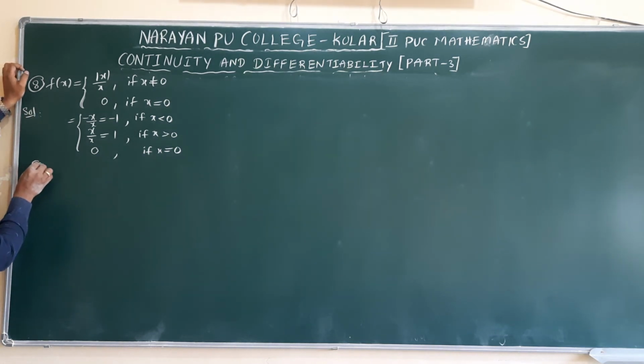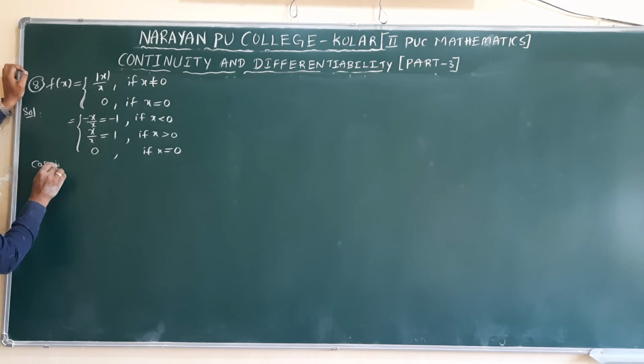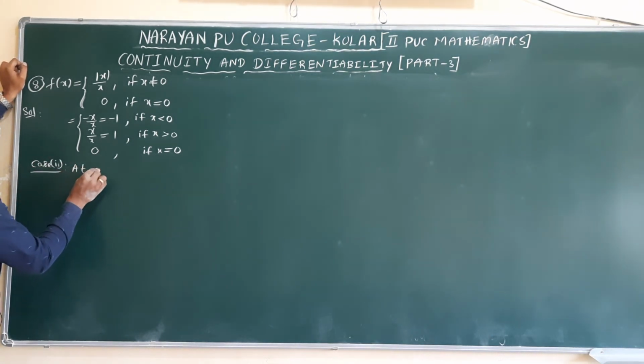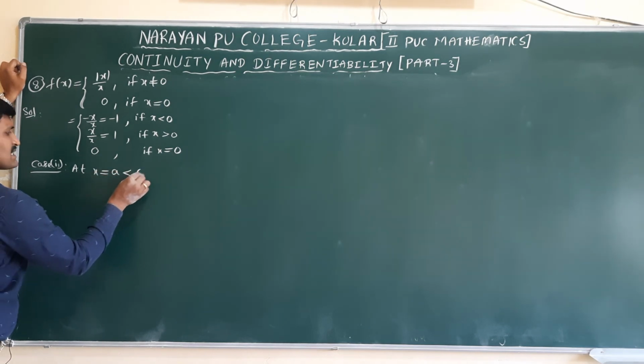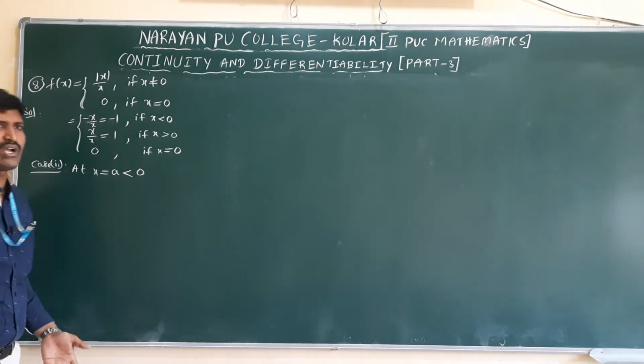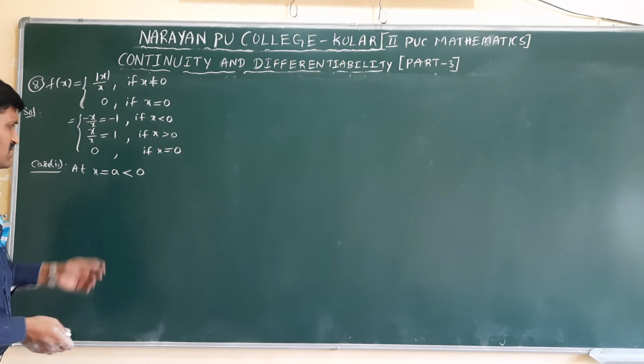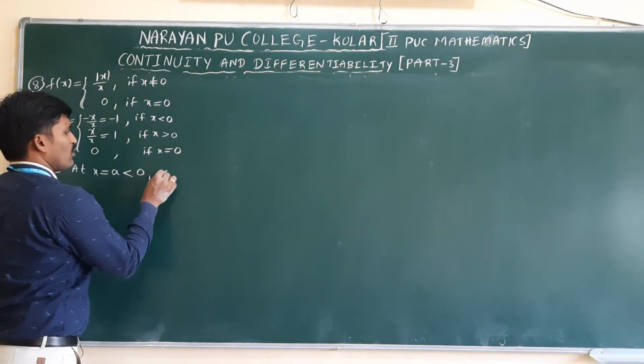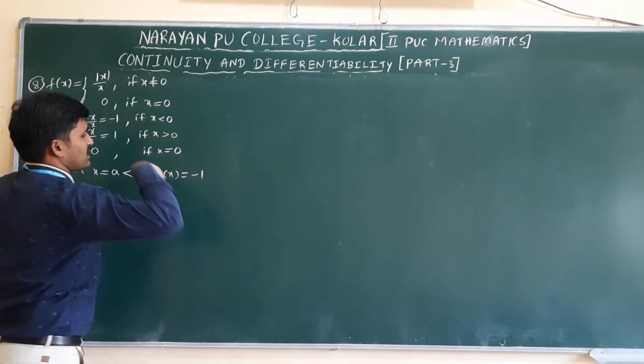Now, first case 1, same model. At x equal to a, where a is less than 0, because less than 0 has an infinite number of real numbers, that's why we are taking one symbol. You have only a single function. That is f of x is what? Minus 1.